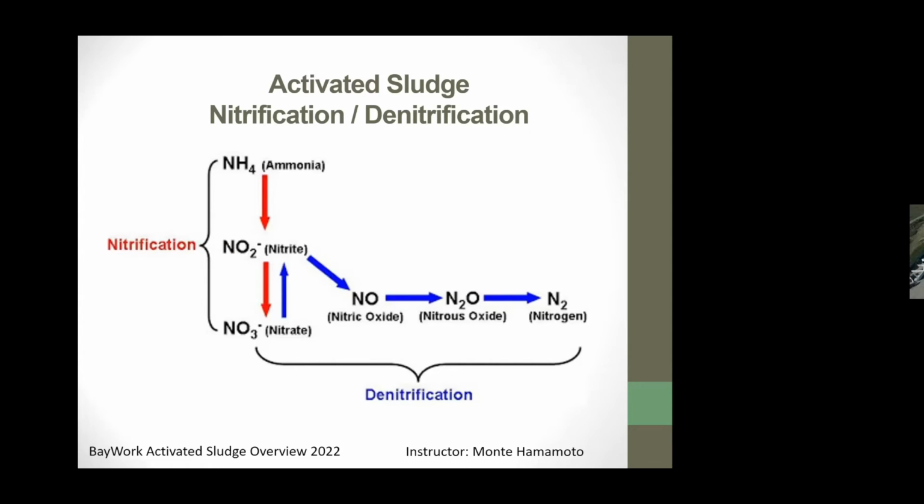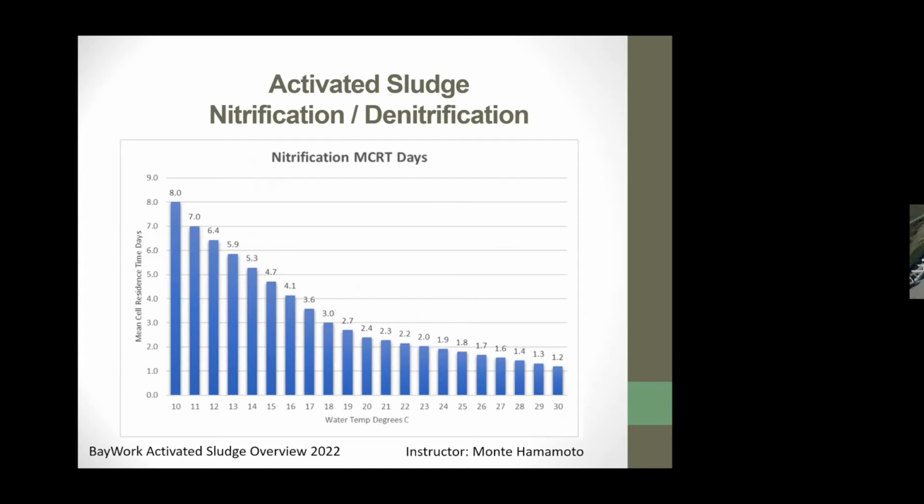And this is just an illustration I found, and I find it very helpful because it's very simple. You take your ammonia through the nitrification process to nitrate, but the denitrification process can either go back up to nitrite, and then it follows the typical denitrification cycle. There's also, as we'll get to, some newer technologies that are out there.